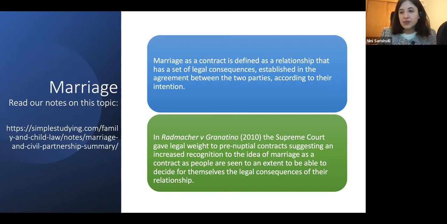So basically, what it means is that before, marriage was a formal contract that the two parties were entering into, but prenuptial agreements were not allowed. However, now prenuptial agreements are more liberalized. Everyone is able to get a prenuptial agreement, which is basically deciding what will happen in case of divorce, how the finances will be allocated, and how the money between the parties will be divided.